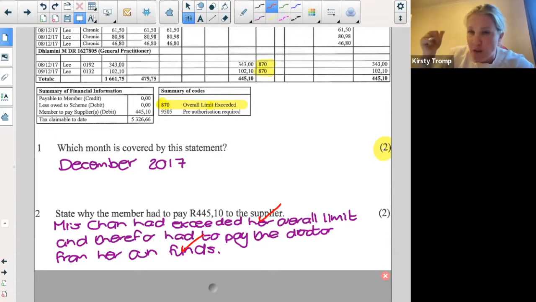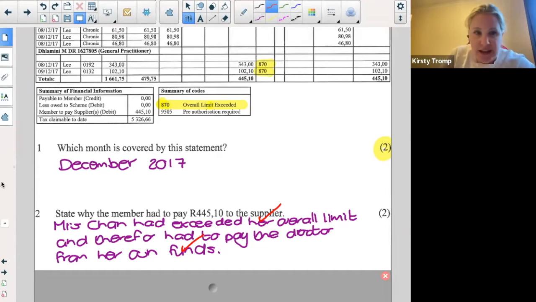And in this case, as long as you've spoken about exceeding overall limits, and as long as you've spoken about paying from her own funds. Ma'am, I think you mean supplier instead of doctor. You can say supplier. That's absolutely correct. Yes, I'm saying doctor because I knew that Dr. Dlamini M. is a doctor. That's why I said doctor. But you can also absolutely, Boheng, you are right. You can say supplier as well. Absolutely. You are completely right. If you'd said supplier, you will also get the full marks there. Okay. All right.